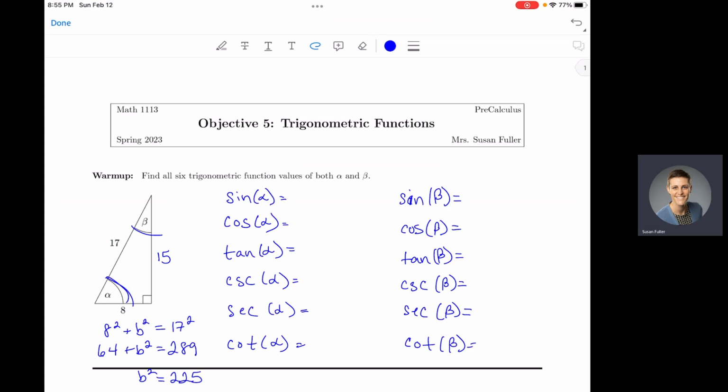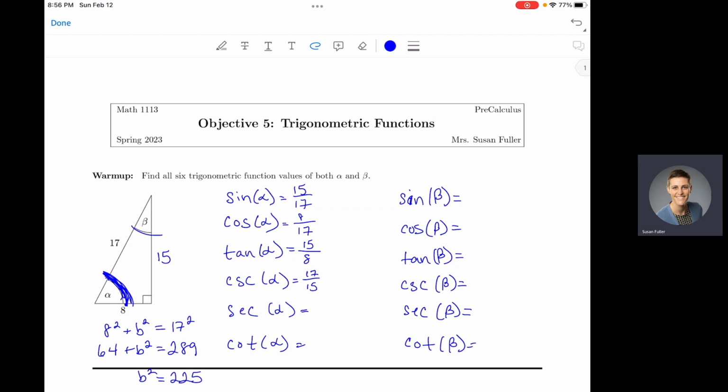Okay, so let's start with alpha. This is our angle of reference here. That's where our eyes are looking. So sine is going to be the opposite side, which is 15, over the hypotenuse of 17. The cosine of this angle alpha is going to be our adjacent side, which is 8, over the hypotenuse, which is 17. The tangent of alpha is going to be our opposite side, which is 15, over our adjacent of 8. The cosecant is going to be hypotenuse over opposite. It is the reciprocal of sine, so this is going to be 17 over 15.